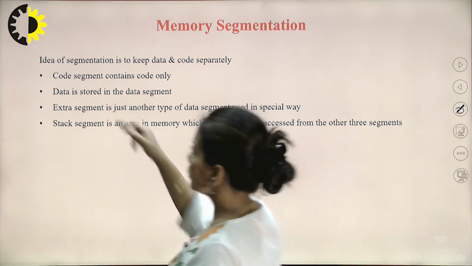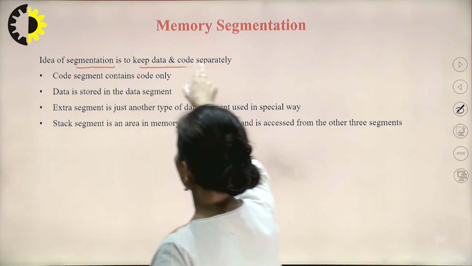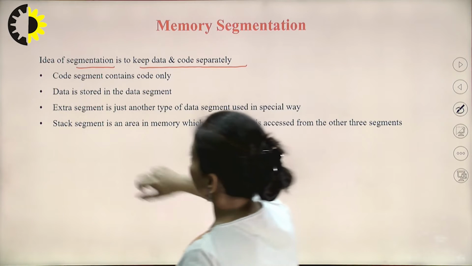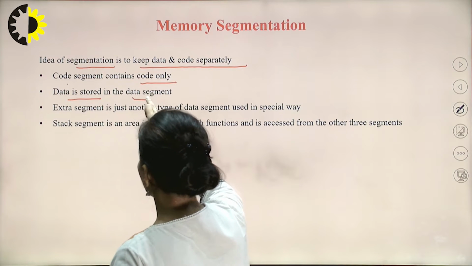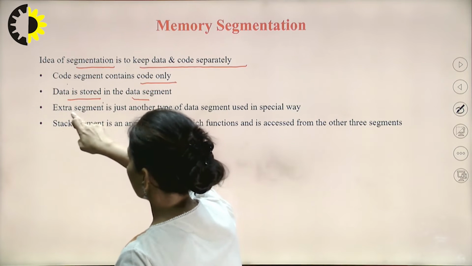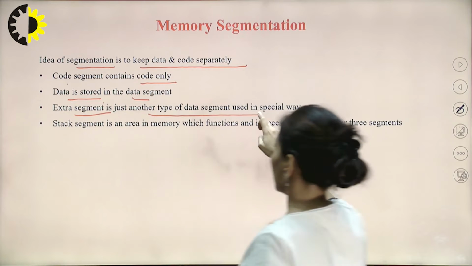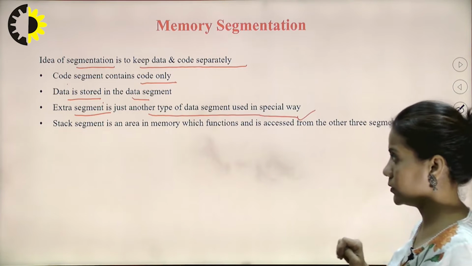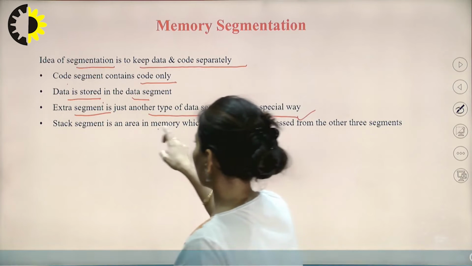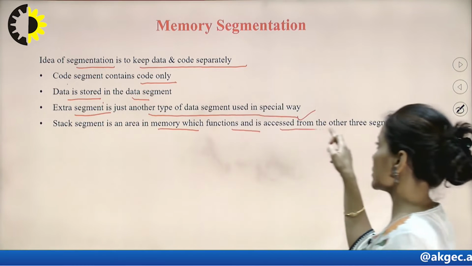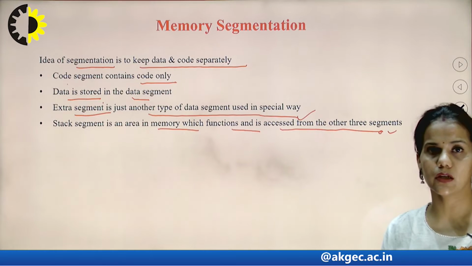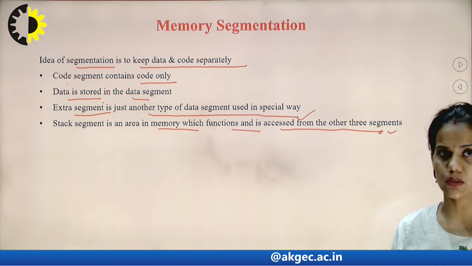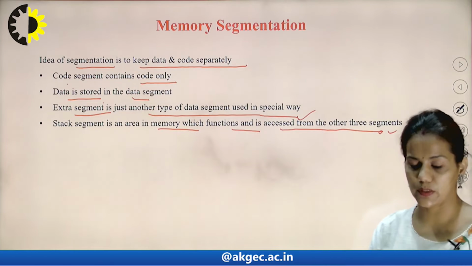What is the goal of segmentation? It is used to keep data and code separately. Code segment contains code only. Data segment is used to store the data. Extra segment is just another type of data segment used in a special way. Stack segment is an area in the memory which is accessed from the other 3 segments. Stack is a temporary memory, used as temporary storage, and can be accessed by any other segment.